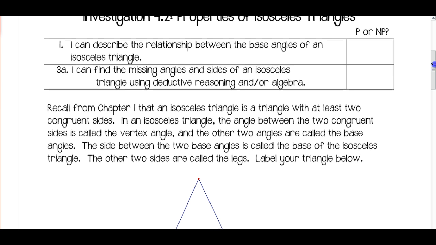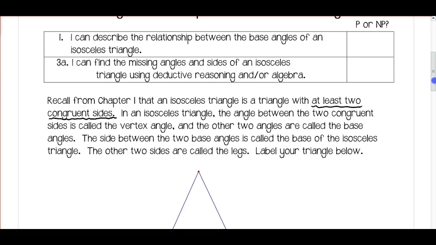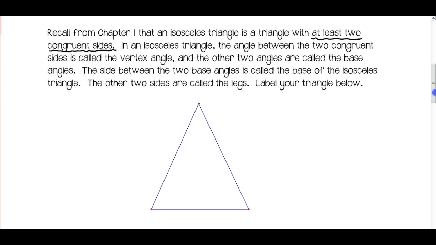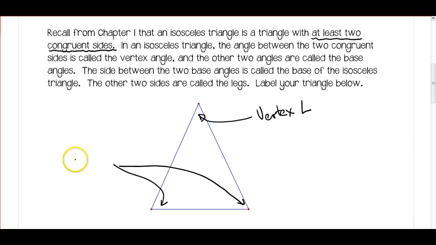If you remember from Chapter 1, an isosceles triangle is a triangle with at least two congruent sides. Some books define it as exactly two, but our book defines it as at least two. Both ways are correct. In an isosceles triangle, the angle between the two congruent sides is called the vertex angle. So let's label that. This angle up here is our vertex angle. And the other two angles are called the base angles. I have this angle over here and this angle over here. These are the base angles.